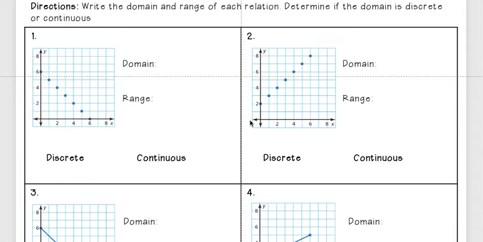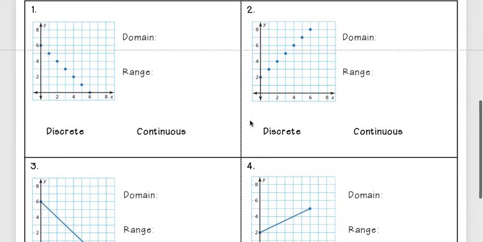So in this video, we're going to do some examples. The directions say to write the domain and range of each relation, and then determine if the domain is discrete or continuous. So looking at number 1, I see I just have a bunch of points plotted here. And since they're just plotted right here, this is going to be discrete.